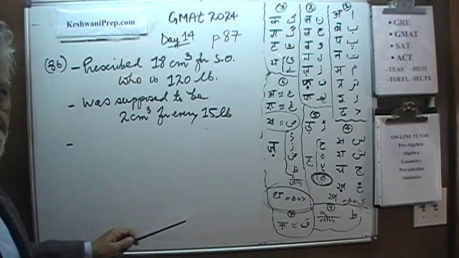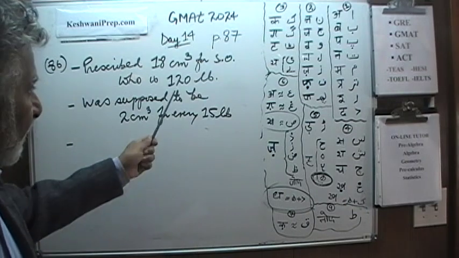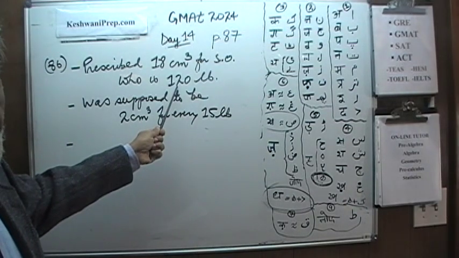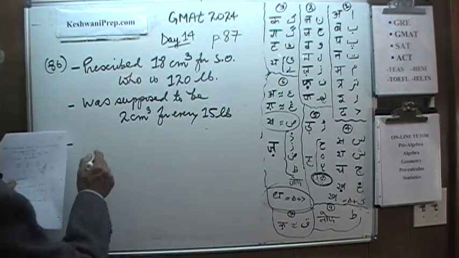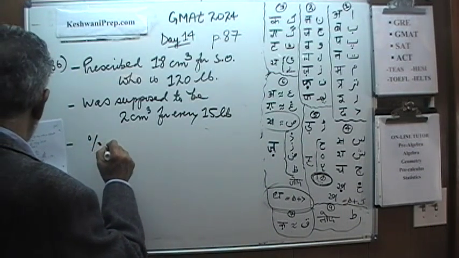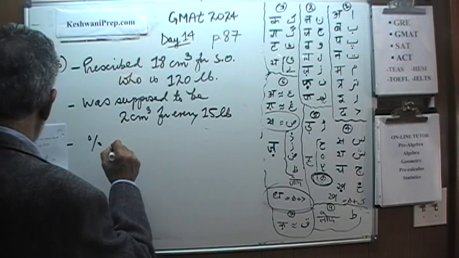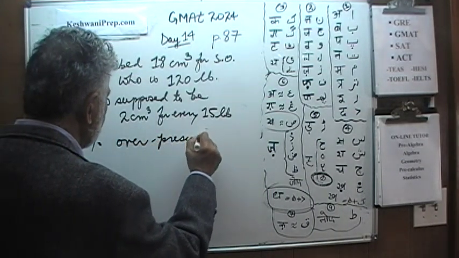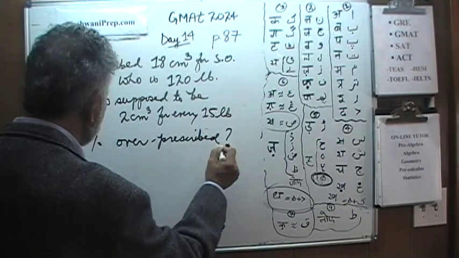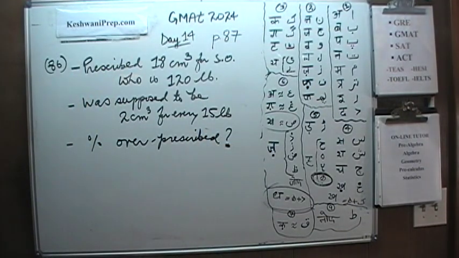He would have been underprescribed, but in this case, he's overprescribed because he does not weigh 150 pounds. He weighs only 120 pounds. The question is this: what is the percentage overprescribed? That's all it is. Pause the video and do it yourself.